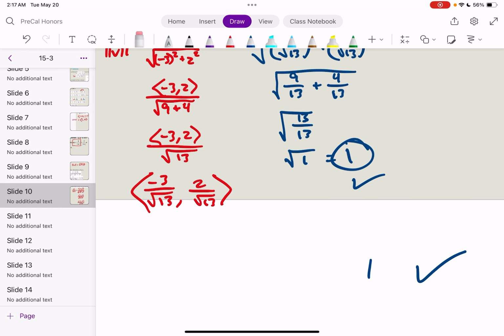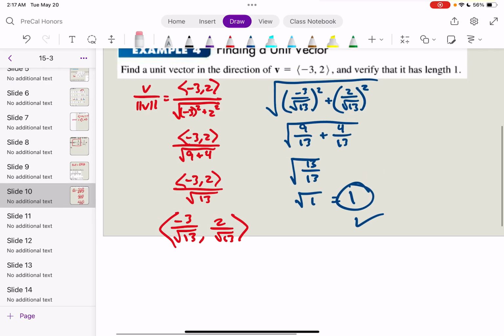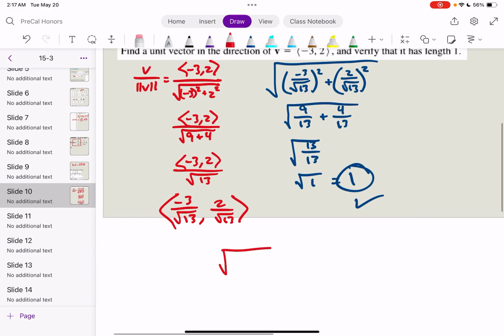In this case, since we do end up with our value being 1, we have concluded and verified that the length is 1 for this problem. Keep in mind, we are plugging our vector in to our equation of the square root of a squared plus b squared in order to determine if it has a length of 1 or not.